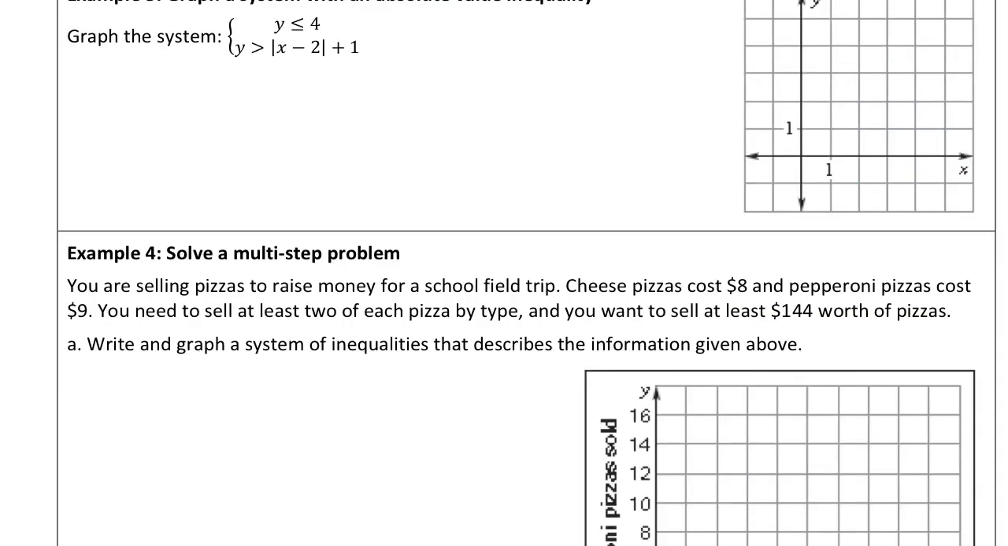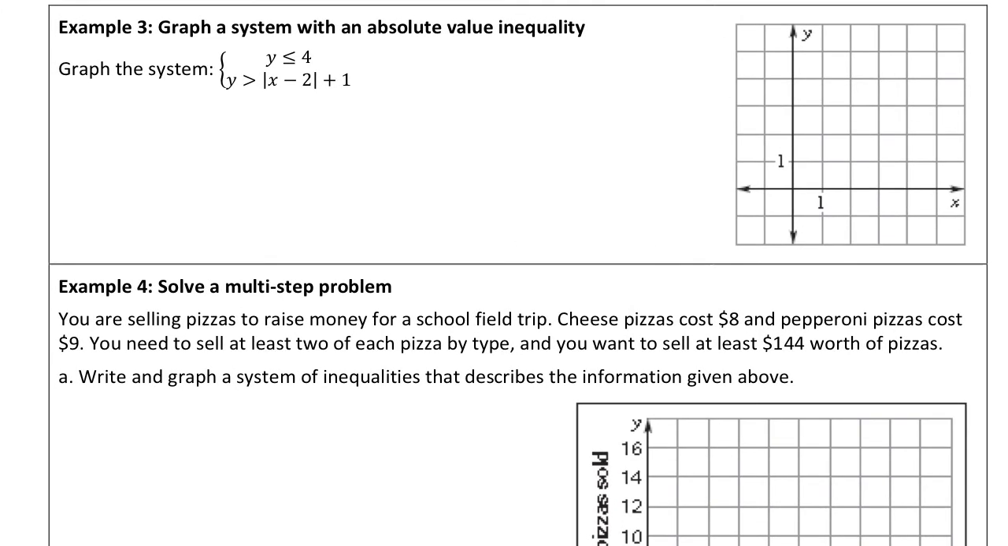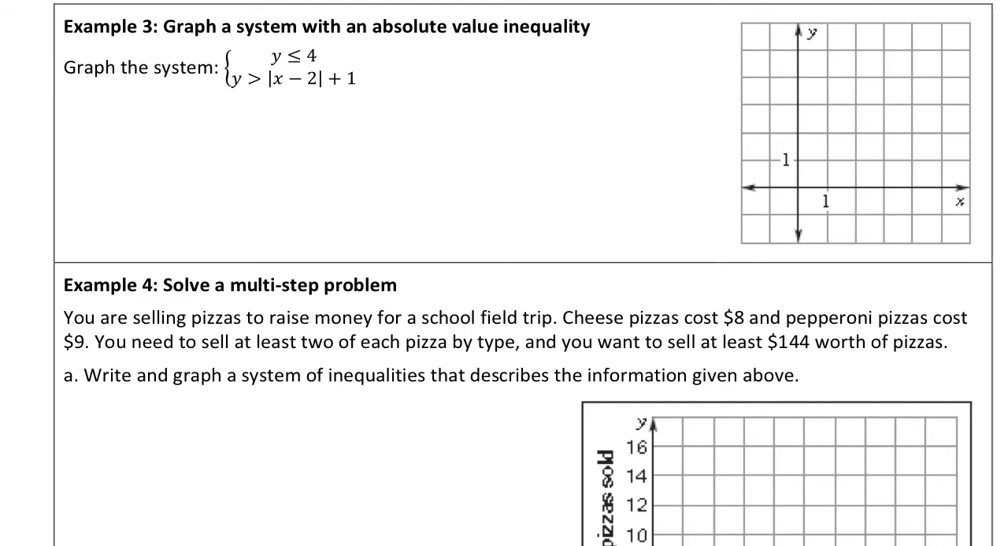So I'm going to show you an example of a line and an absolute value inequality, and then I'm going to move to some context problems. So this next example, example 3, y is less than or equal to 4. I'm going to graph the line y is less than or equal to 4. It's going to be a horizontal line. Yours is going to be straighter looking than mine at 4.